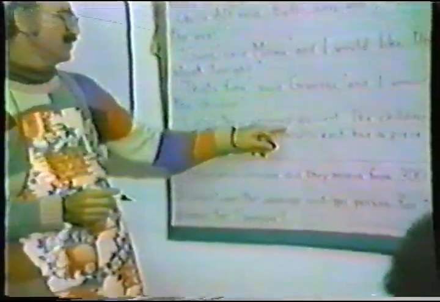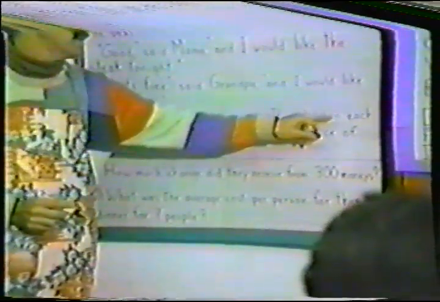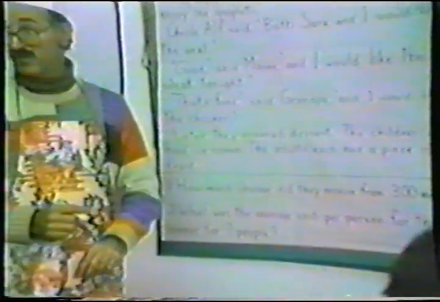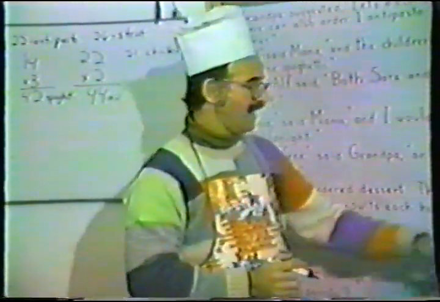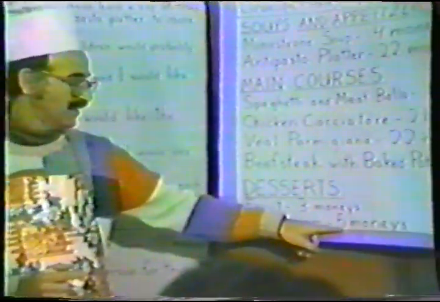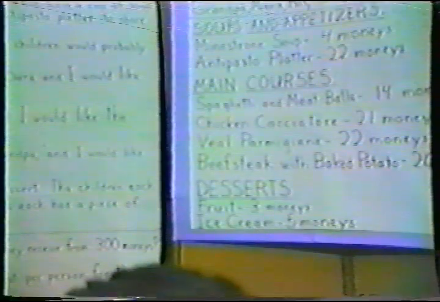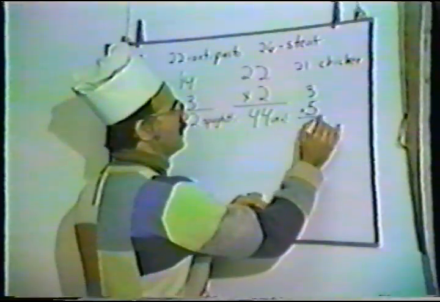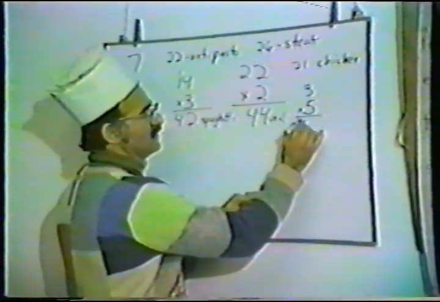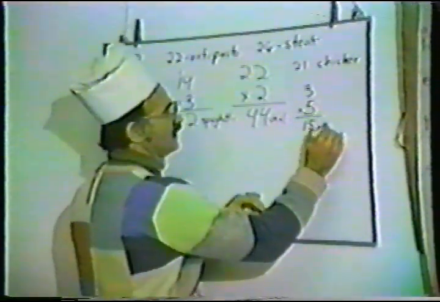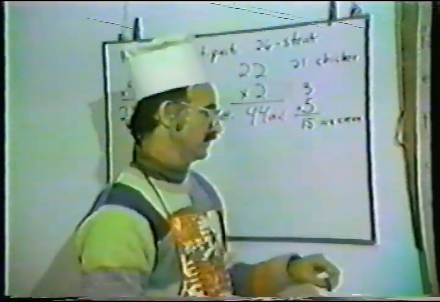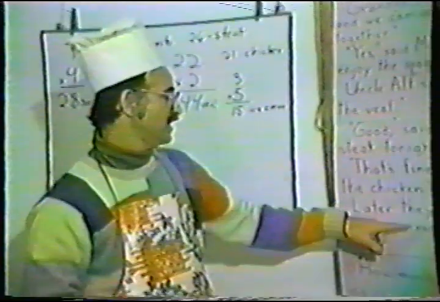Later, they ordered dessert. The children each had ice cream. How many children? 3. And how much does ice cream cost? 5. 5 monies. 3 children, 5 monies for each one. 3 times 5 is? 15. For ice cream. The children each had ice cream.